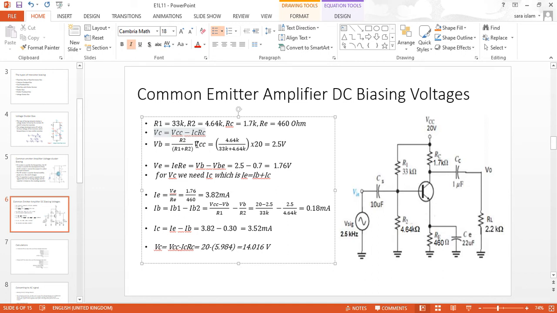Okay, because we are calculating all the currents and all the voltages, let me tell you the voltages first. For currents you have to actually connect an ammeter here and an ammeter here, right?